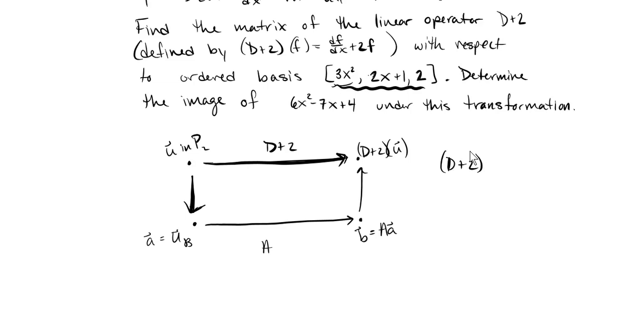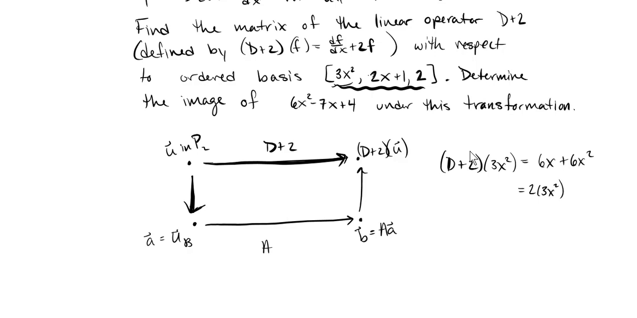D plus 2 applied to 3x squared. What does that make? That makes the derivative of 3x squared plus 2 times 3x squared. That's what we get. But remember, we need to express this in terms of 3x squared, 2x plus 1, 2, in terms of these basis vectors, right? We need the coordinates of this image relative to this same basis. So if I want to do this, I can just do it by inspection.